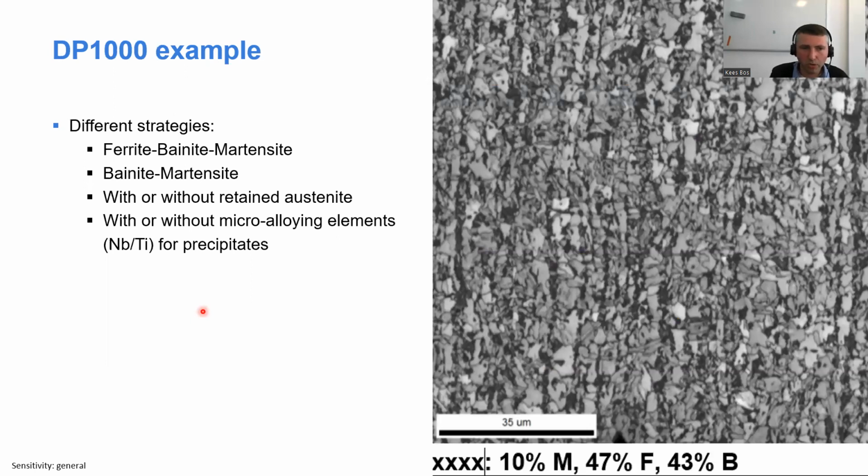Then we come to the DP1000 example, and DP1000, as you can imagine, is quite a complex steel product. You see here an example microstructure, which contains 10% of martensite, about 47% of ferrite and 43% of bainite. But during the design of this grade, lots of different strategies were tried. So this is with 3 phases, but also purely bainite or martensite might give a reasonable DP1000. You could also include retained austenite. You can play with microalloying elements that might also be needed to obtain the optimal properties.